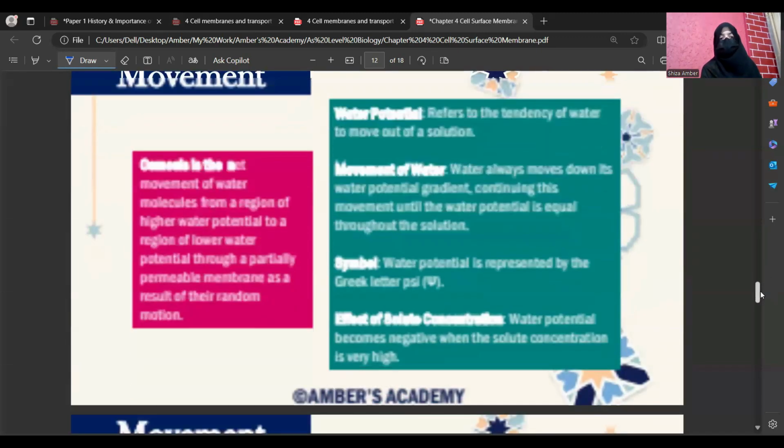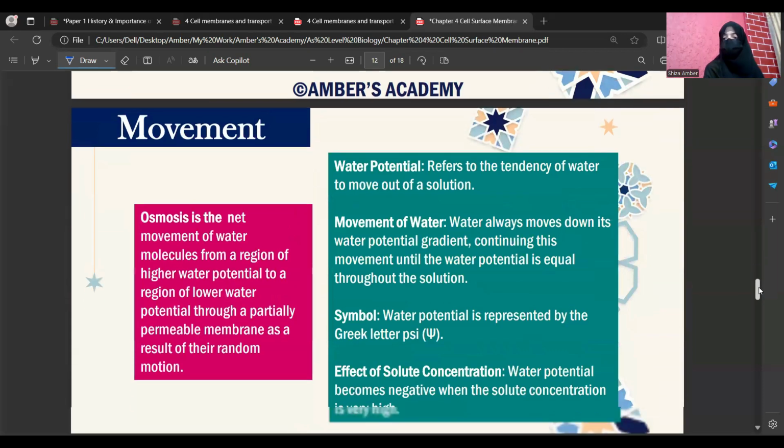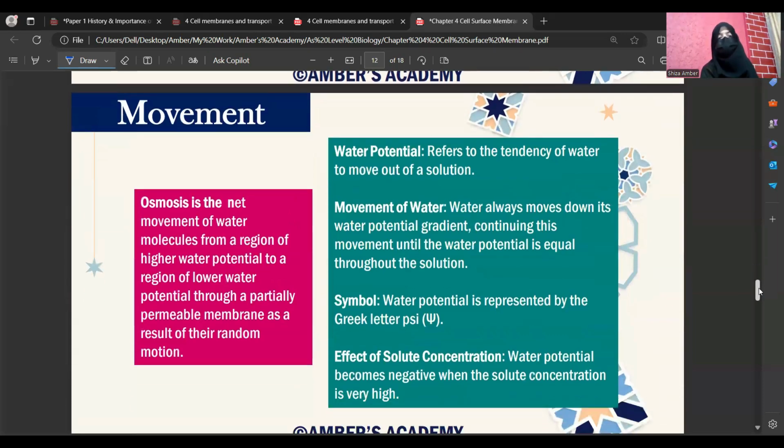Then osmosis is similar to what you have studied in your O levels: it's the movement of water molecules from a region of, you'll not write concentration, you'll write higher water potential to lower water potential through a partially permeable membrane. You need to remember that water potential means the tendency of water to move out of a solution. Water potential is represented by this Greek letter, and it becomes negative when the solute concentration is very high.